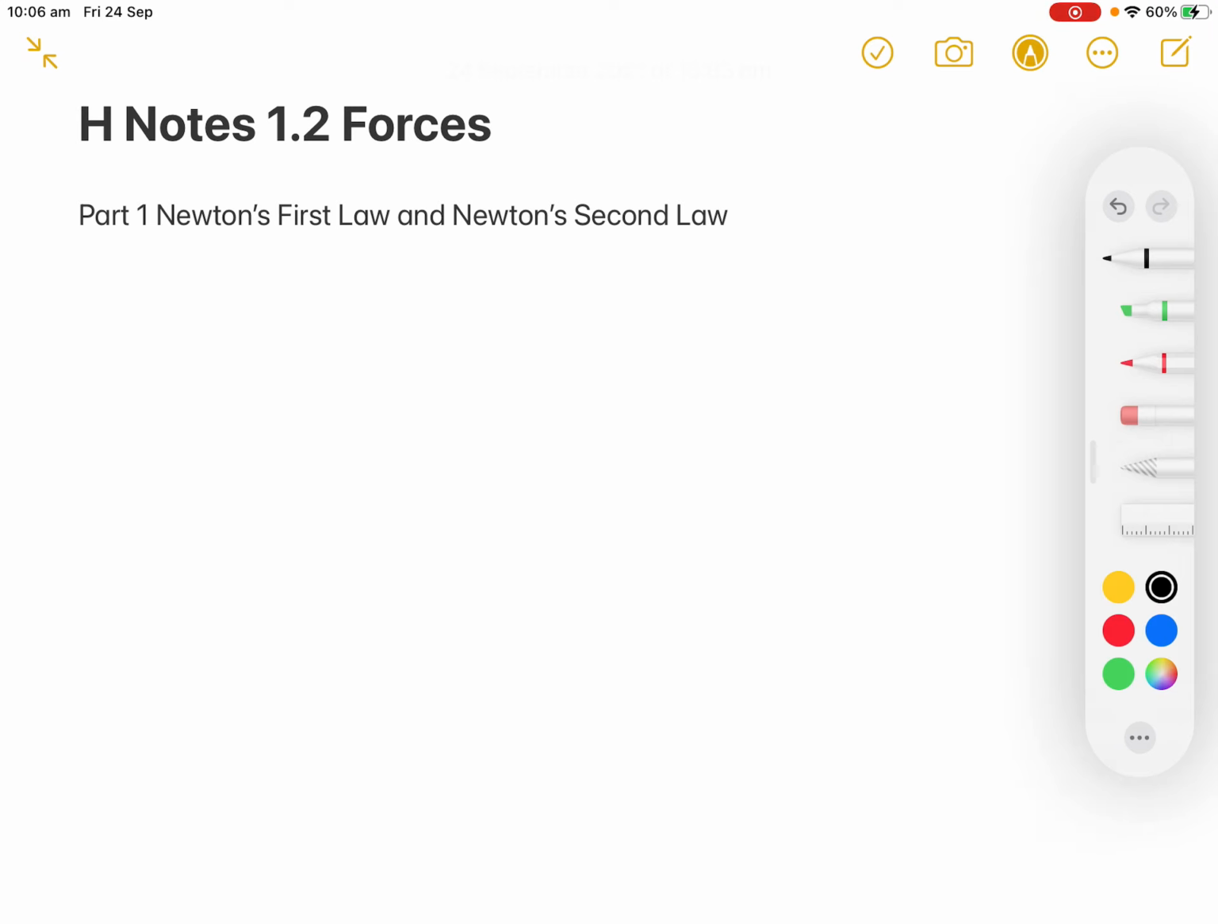So this is Higher Notes, Unit 1, Section 2 on forces, Part 1. And in Part 1 we'll deal with Newton's first law and we'll introduce the idea of Newton's second law.